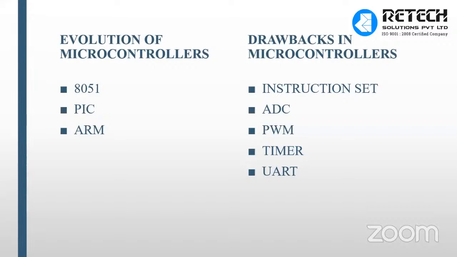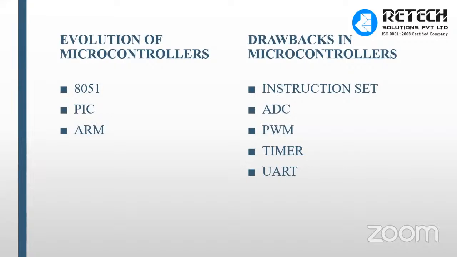These two microcontrollers, 8051 and PIC, are called CISC. CISC means complex instruction set computer. Then these instructions were reduced and created the advanced RISC machine. ARM is the next microcontroller, called advanced RISC machine. RISC means reduced instruction set computer. This is called ARM, advanced RISC machine.